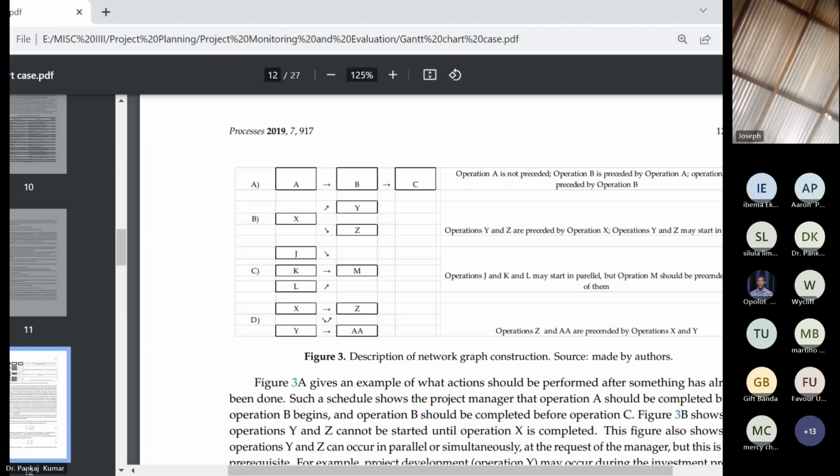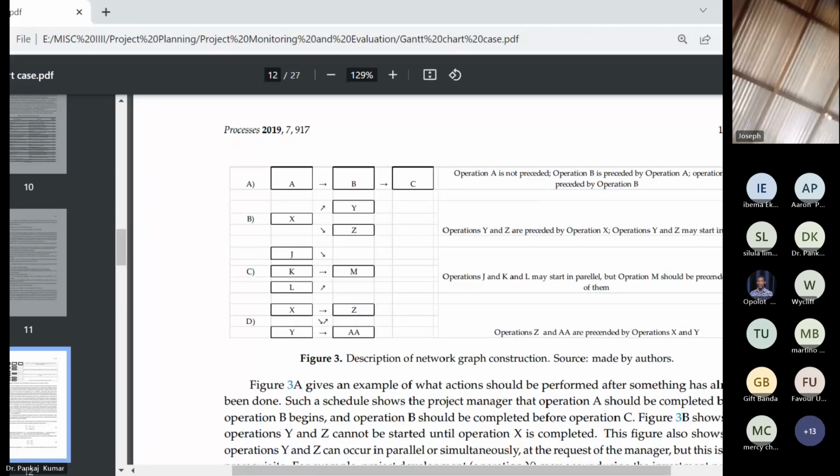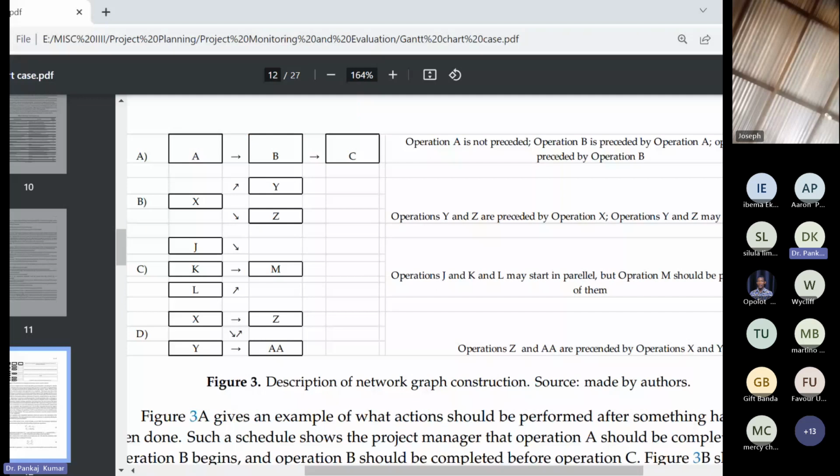We can identify dependencies between tasks, which can be categorized as finish to start, start to start, finish to finish, and start to finish. Here in the block diagram, you will see A, B, and C. See in the picture, is it visible to you? Now I think it is visible to you.